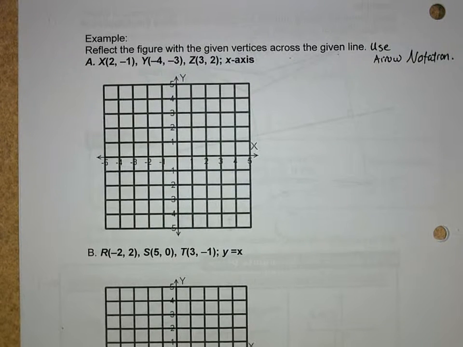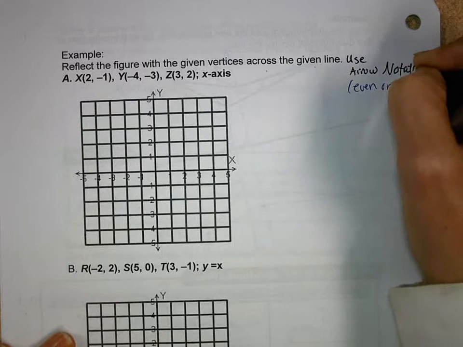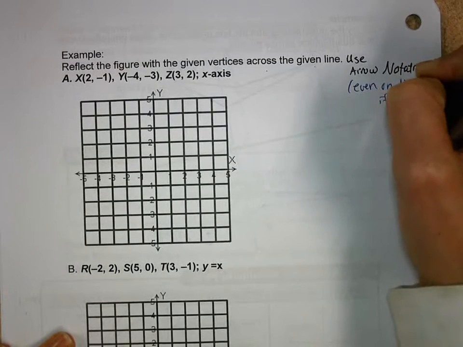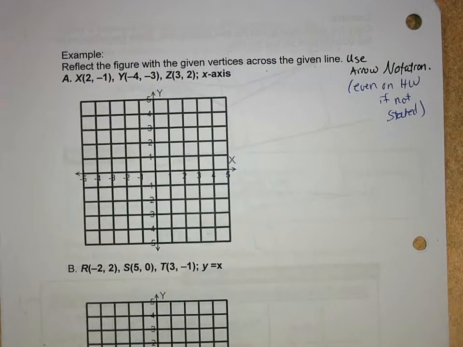Okay, on this one, what's really cool about it is I'm going to ask you guys to graph the points. So I want you to graph the image, the pre-image, and the actual image. But first of all, you have to show using arrow notation, even on homework, if not stated. Even if you don't have it stated in homework, please use arrow notation.